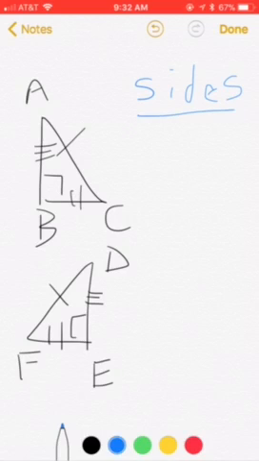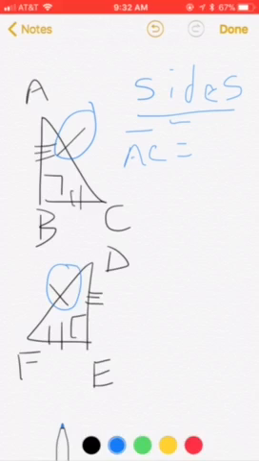So matching up sides, we're looking for the sides that have the same number of tick marks to prove their congruence. So if we look at this first triangle, we would say that AC is congruent to, now if we look at the other triangle, the other side that has the one tick mark would be DF. So we would say AC and DF are congruent, they match up.